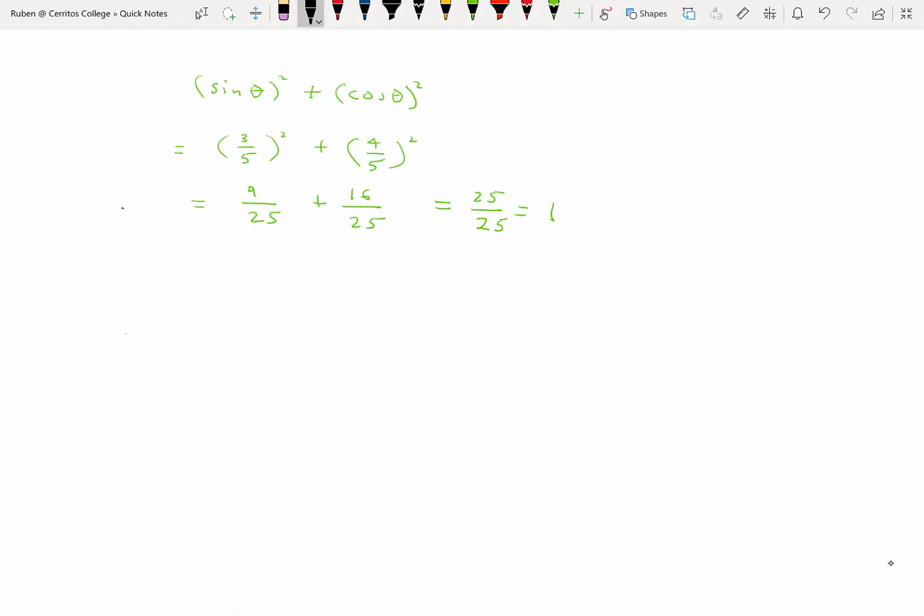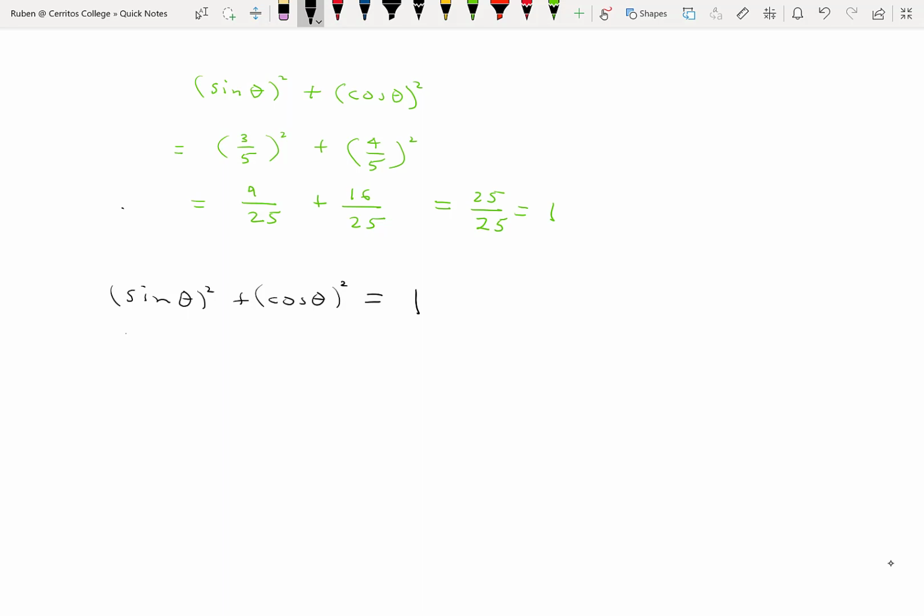I want to write that idea in black. If you take the sine of theta and square it, and add to that the square of the cosine of theta, you always get 1. That's one of the most important identities in all of trigonometry. It essentially says that if you know either the sine or the cosine, you can find the missing one.